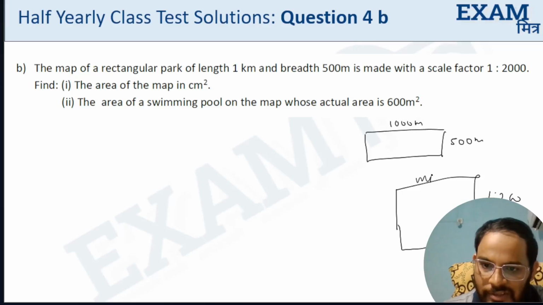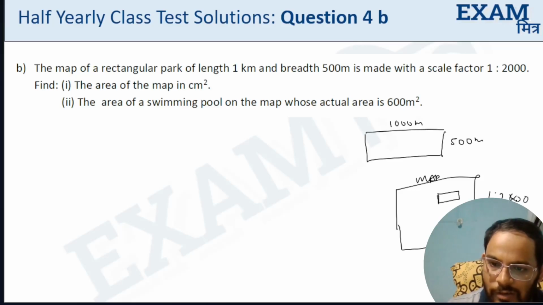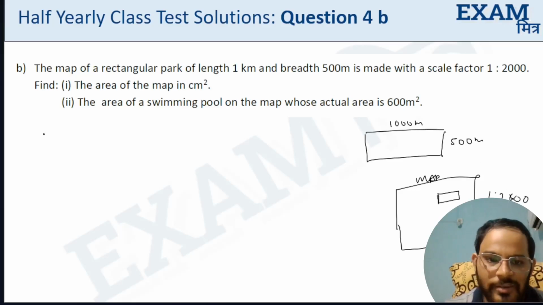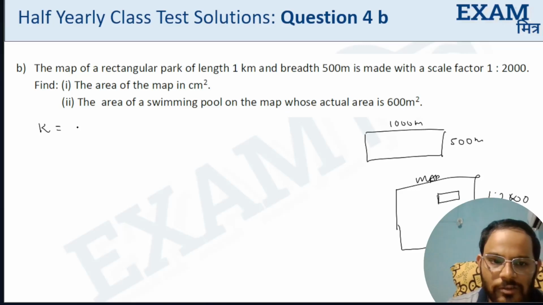So consider this as a map. This is the real rectangular park, and we will scale it somewhere on the map in the scale 1:2000. That means here the value of k is 1 upon 2000, the scaling factor is 1 upon 2000. Now it is asking to find the area of the map in cm square.